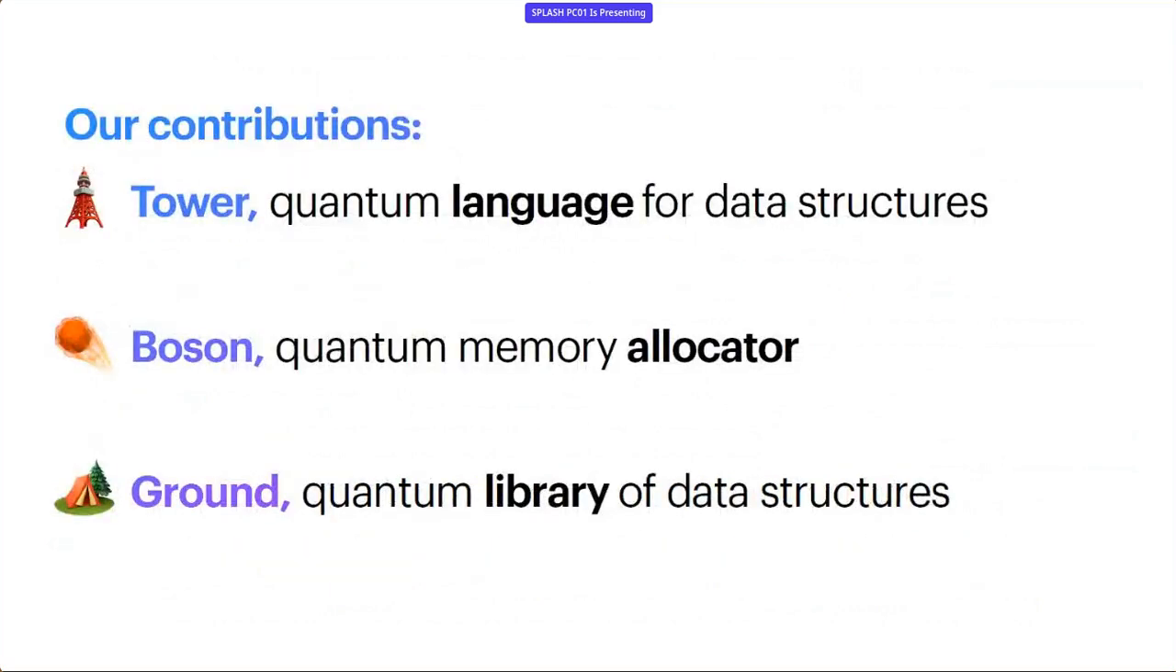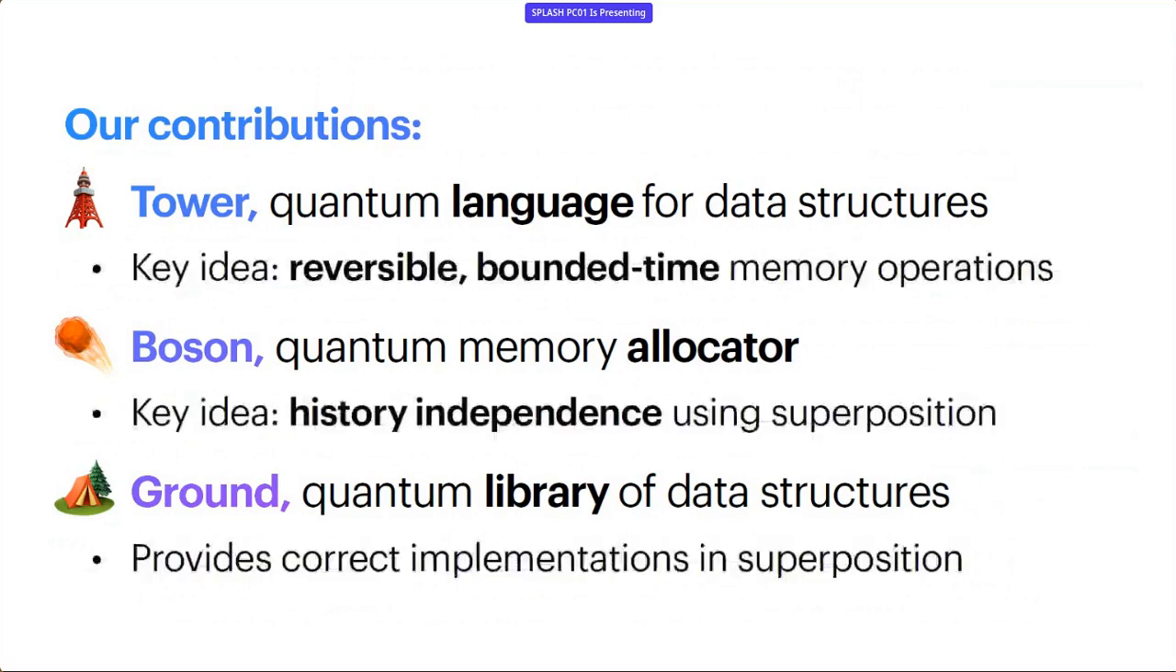So that's where our contributions come in. We have 3 contributions in this work. The first one is Tower, which is a quantum language for implementing data structures. The second contribution is Boson, which is a memory allocator that works in conjunction with Tower. And the third is that we use Tower and Boson to implement the first quantum library of data structures. The key idea of Tower is that we achieve these reversibility and bounded time properties by defining primitive memory operations that respect them. The key idea of Boson is that we make all of the memory allocations in your program history independent.